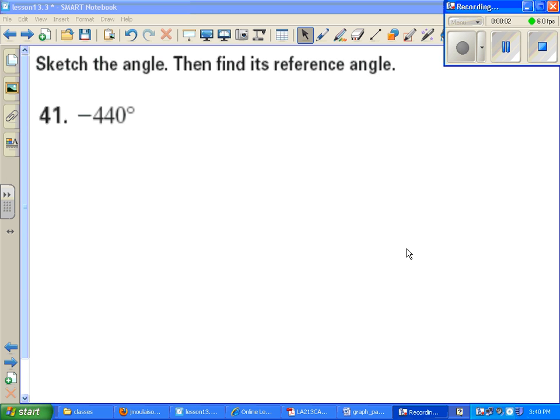So in the last video we were discussing reference angles, and reference angles are always acute angles, so angles between 0 and 90 degrees, measured between the terminal ray of the given angle and the x-axis. So for example, to determine the reference angle for negative 440 degrees, and you could pause this presentation and try this one.